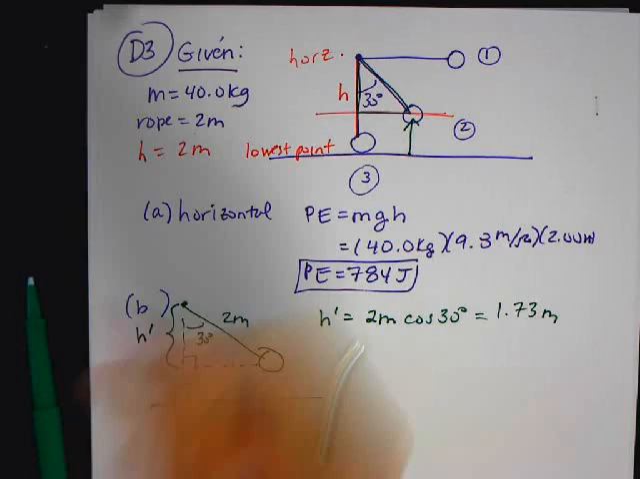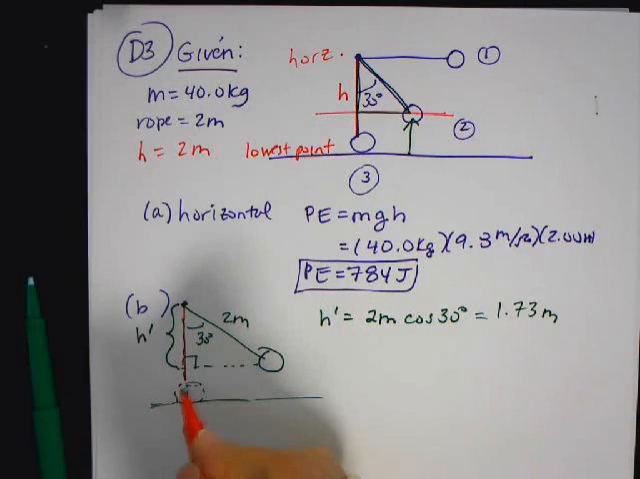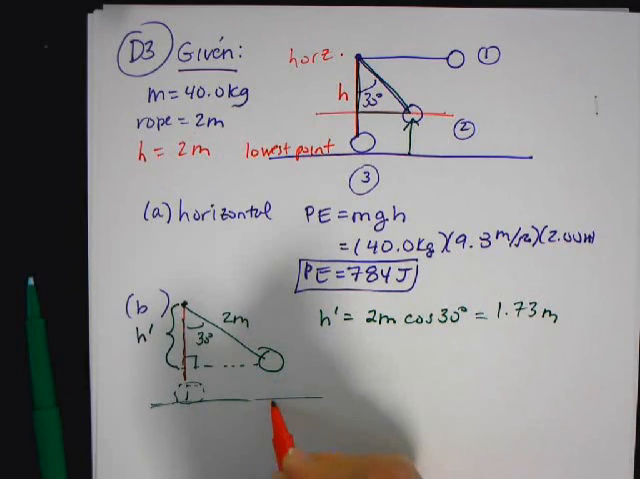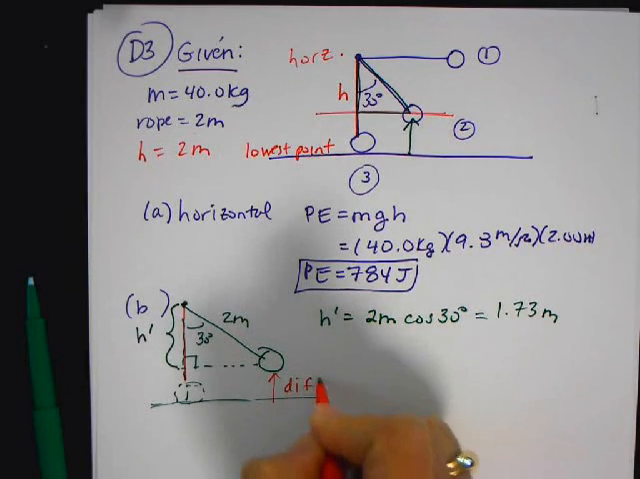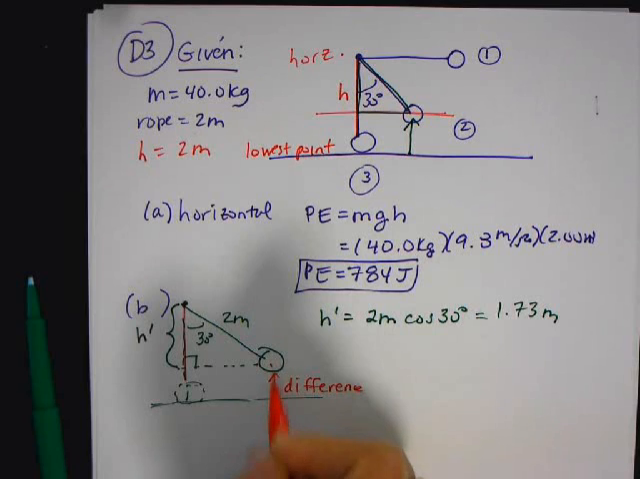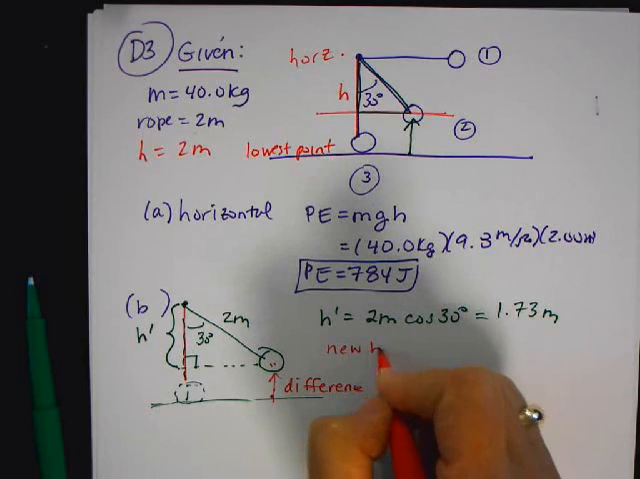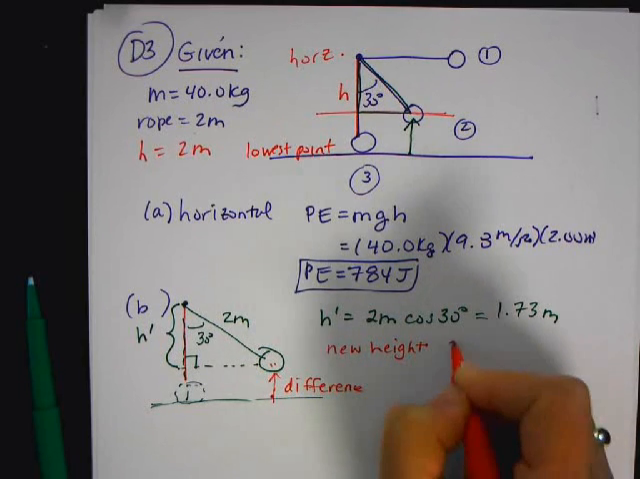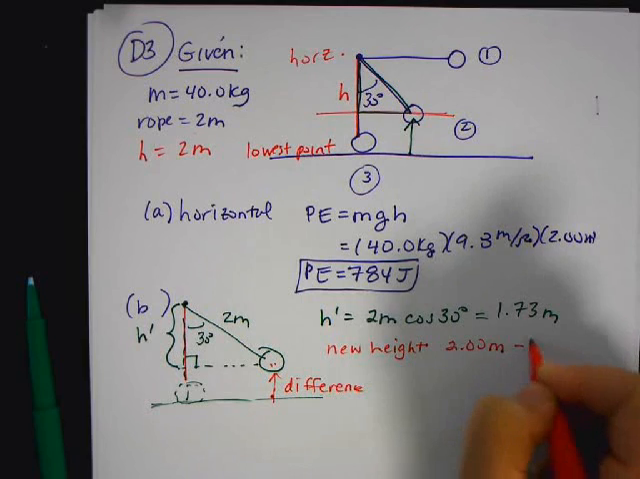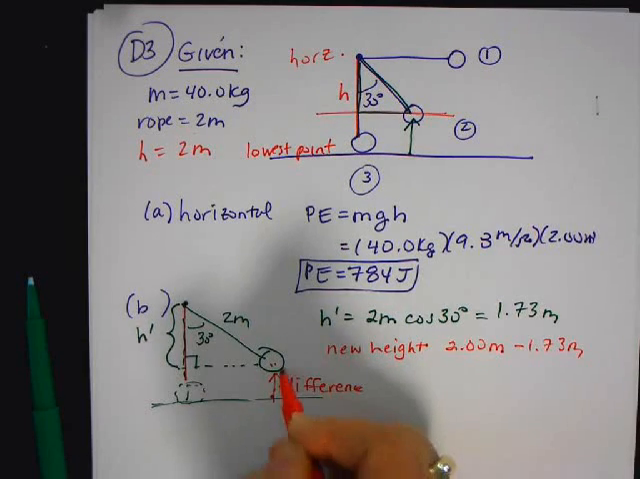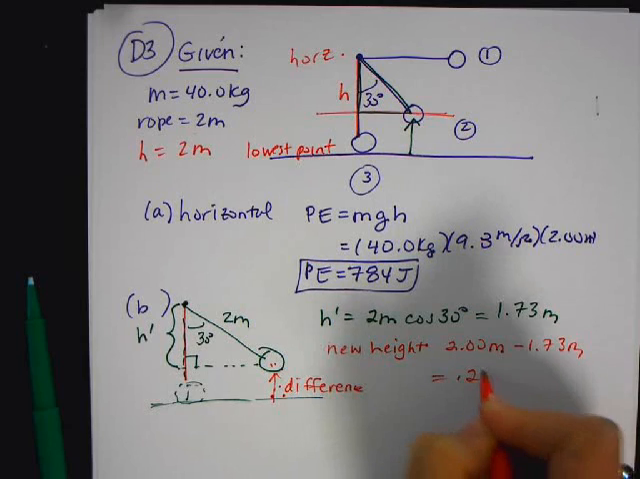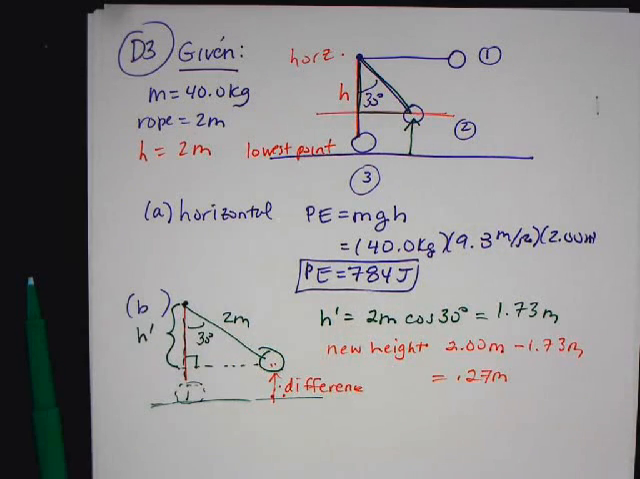Now remember, when the swing is on the bottom, this whole length is what? 2. So how high it is above the ground at this point is going to be 2 meters minus 1.73 meters. So this height above the ground is going to be 0.27 meters. The hard part of this problem was finding what that difference in height was, and that goes with your knowledge of geometry and just looking at it and thinking about it.